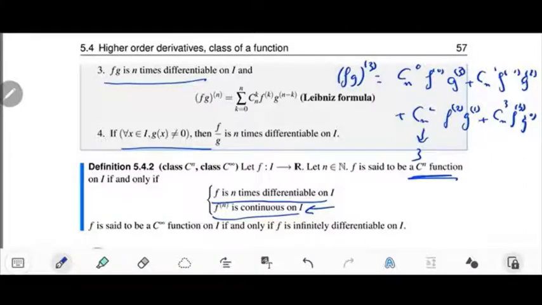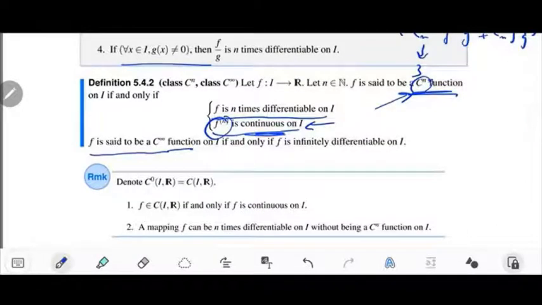But the last one, if the function is n times differentiable, so since f 1, f 2, f 3 are differentiable, they are continuous, but we know nothing about the last one, f n, so at least it should be continuous, so that the function can be in C n. We say also that f is C infinity if it's infinitely differentiable on I, which means also that all the derivatives are continuous.